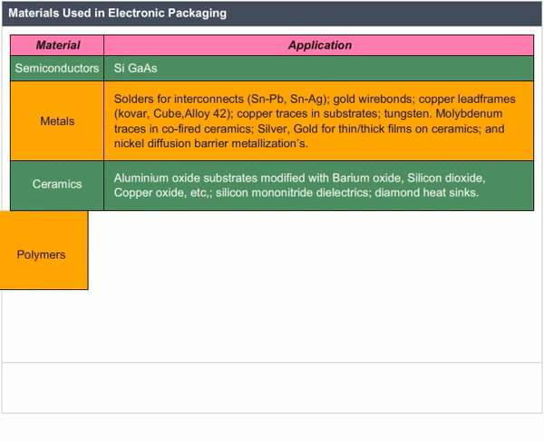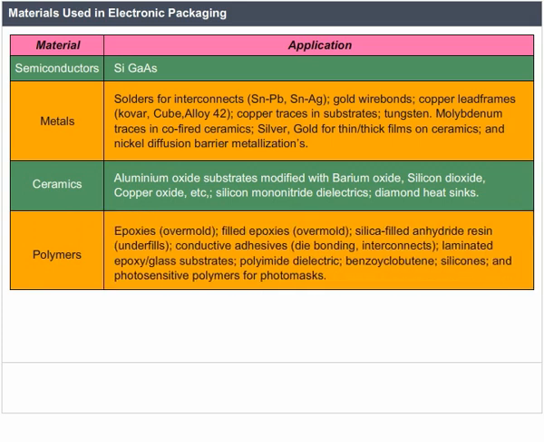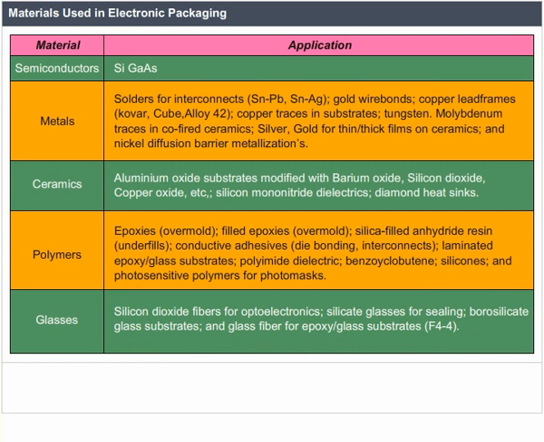Material: polymers. Application: epoxies, filled epoxies, silica filled anhydride resin, conductive adhesives, laminated epoxy, glass substrates, polyimide dielectric, benzocyclobutene, silicones, and photosensitive polymers for photomasks. Material: glasses. Application: silicon dioxide fibers for optoelectronics, silicate glasses for sealing, borosilicate glass substrates, and glass fiber for epoxy or glass substrates.